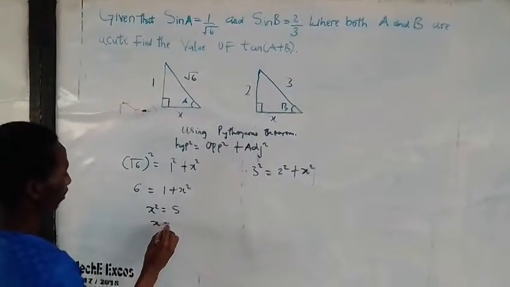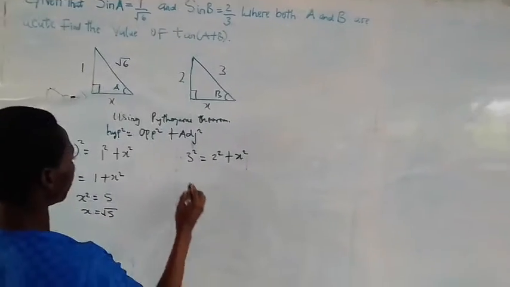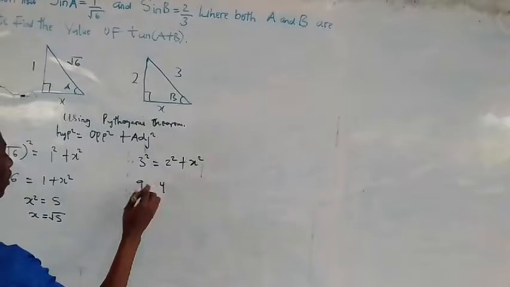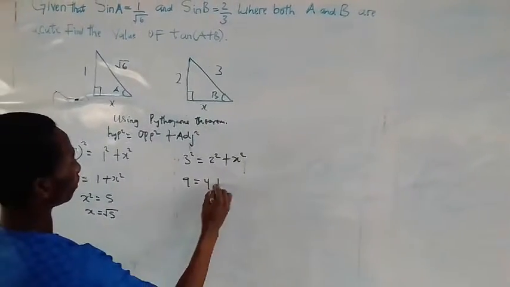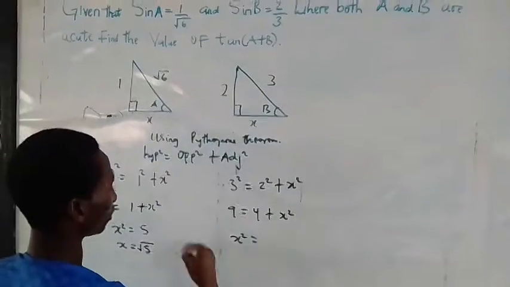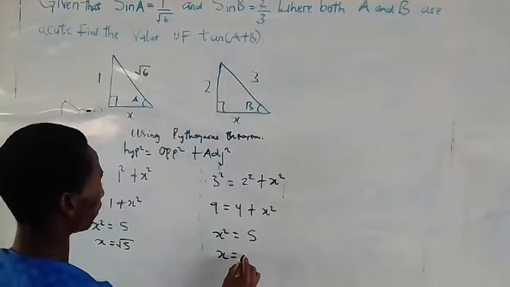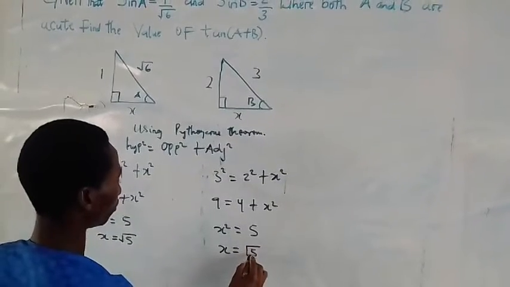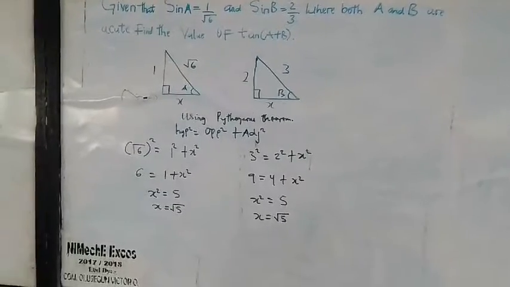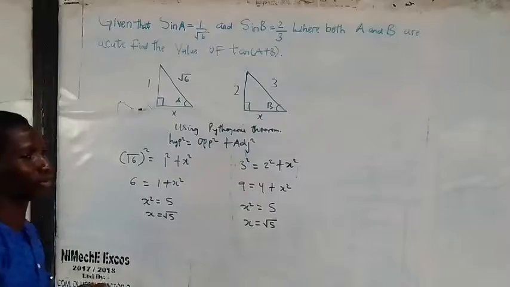So the exact value of x equals root 5. Same thing here, we have 9 is equal to 4 plus x squared. Collect the like terms, you have x squared is equal to 9 minus 4, that's 5. So the exact value of our x equals root 5. Now, they asked us to find the exact value of tan(A + B).